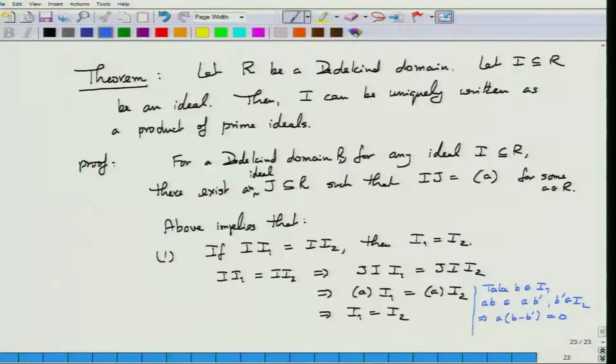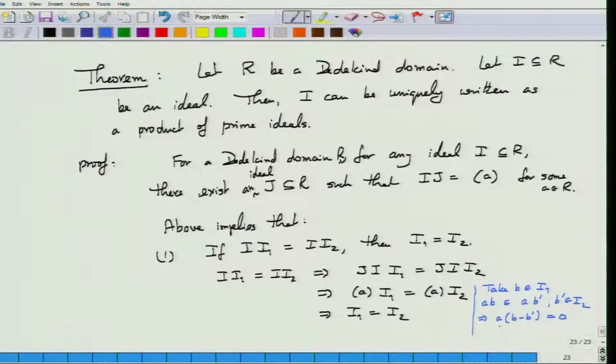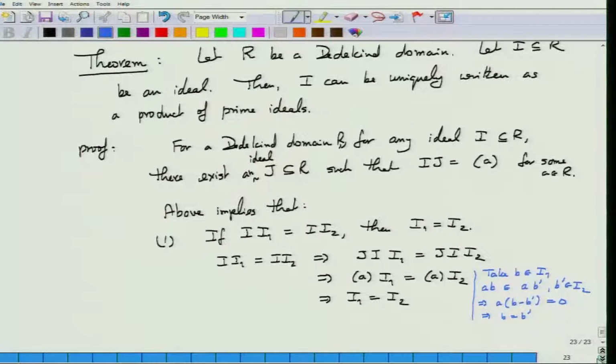Now a Dedekind domain has the property that it is an integral domain, which means that if A times C is 0, then either A is 0 or C is 0. In this case, A is surely not 0. This of course follows from this fact, and so B minus B prime is 0. So this shows that whatever is in I1 is in I2. B was in I1 and B therefore is in I2 also, and vice versa. So it shows that I1 equals I2. So that's the first interesting consequence.